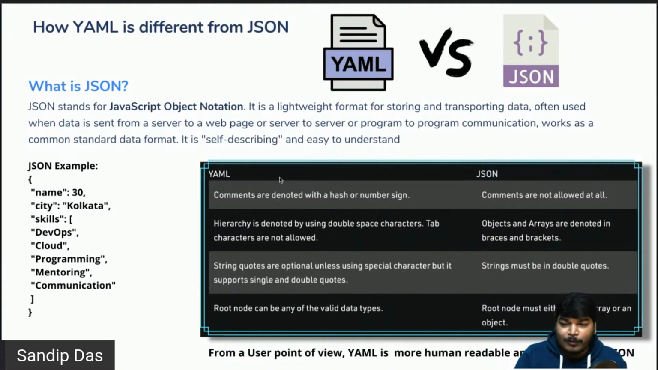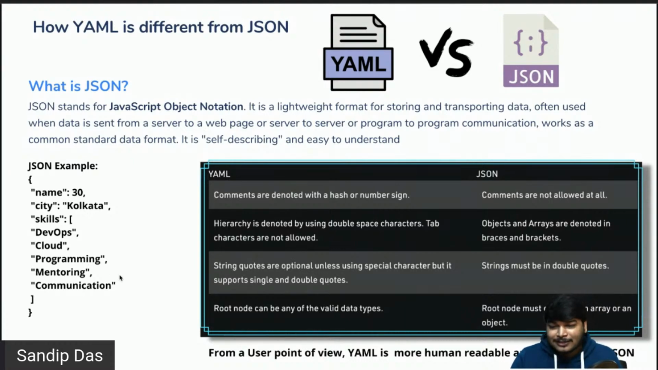Now let's go through all the differences one by one. YAML comments are denoted with a hash or number sign. In JSON, comments are not allowed at all. Hierarchy is denoted using double space characters; tab characters are not allowed, but I think with the latest integration it's now allowed. Objects and arrays are denoted with braces and brackets. You already saw that in this example.